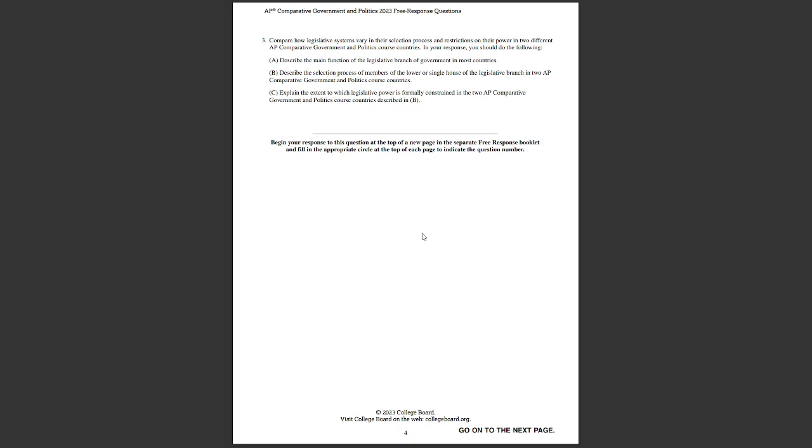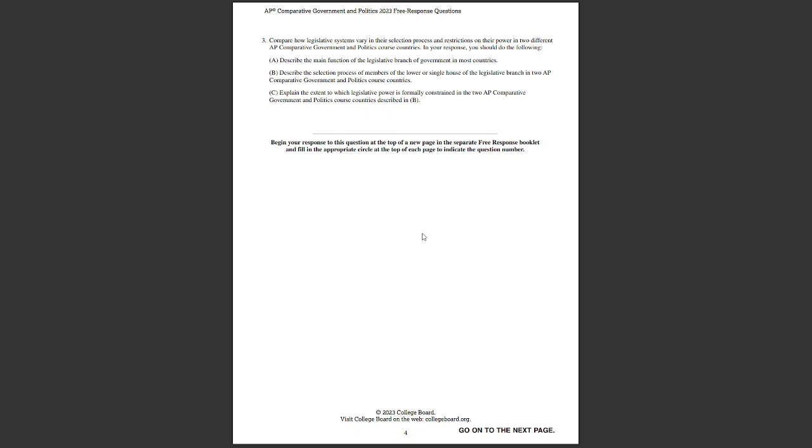So number 3: compare how legislative systems vary in their selection process and restrictions on their power in two different Advanced Placement Comparative Government and Politics course countries. In your response, you should do the following. For A, describe the main function of the legislative branch of government in most countries.